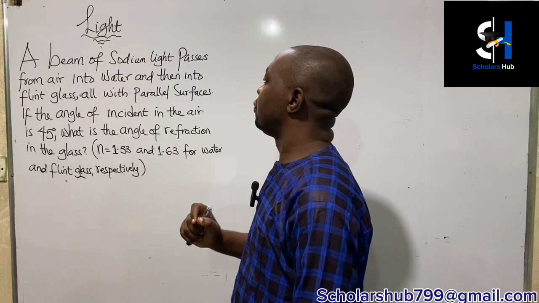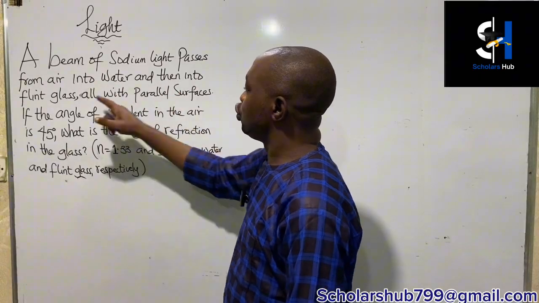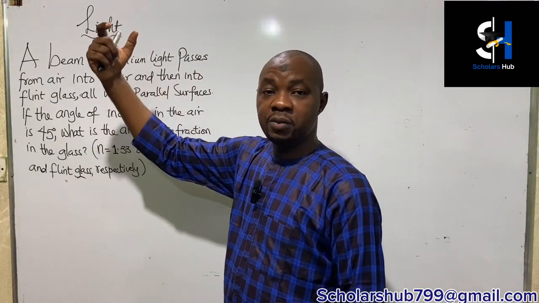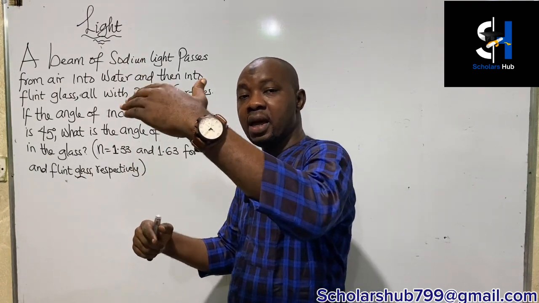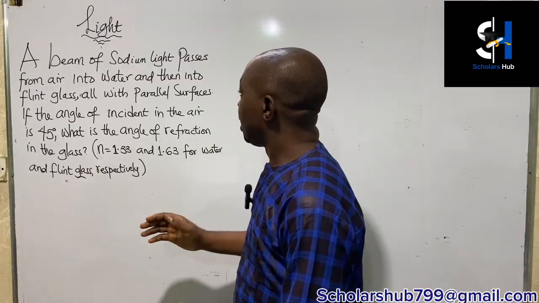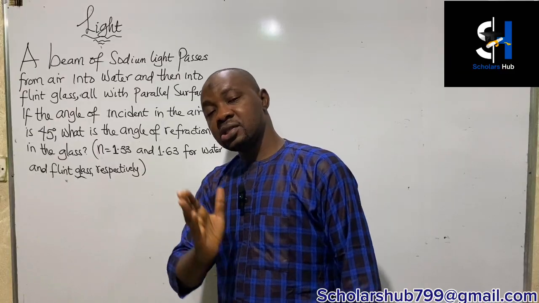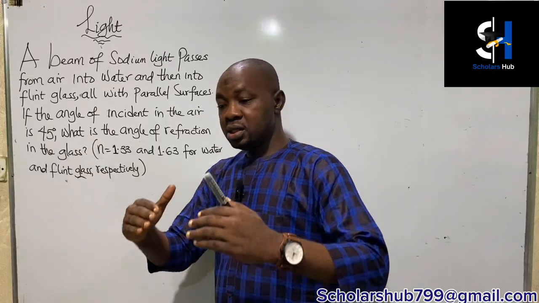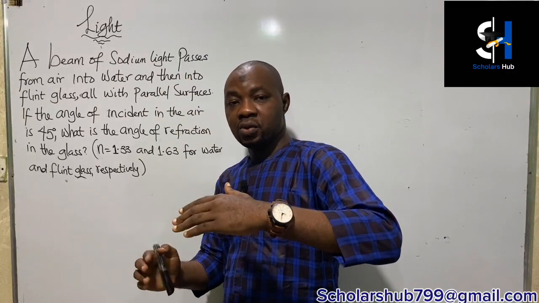Now we have a beam of sodium light that passes from air into water and then into flint glass, all with parallel surfaces. So the light beam passes from air into water. When it gets to the boundary separating the air and water, the light then refracts towards the normal. Then into flint glass, which means from water it passes into the flint glass, all with parallel surfaces. That is, the boundary separating air and water and the one which separates water and glass are parallel.